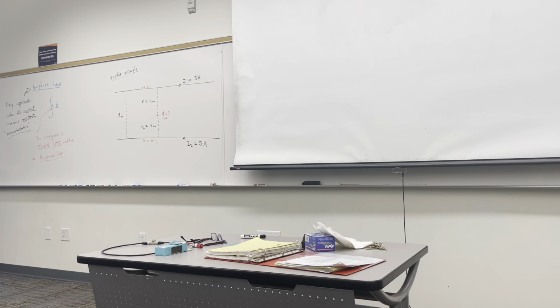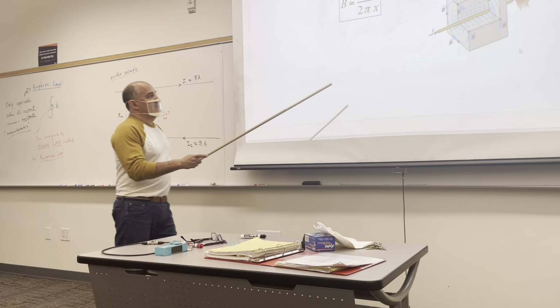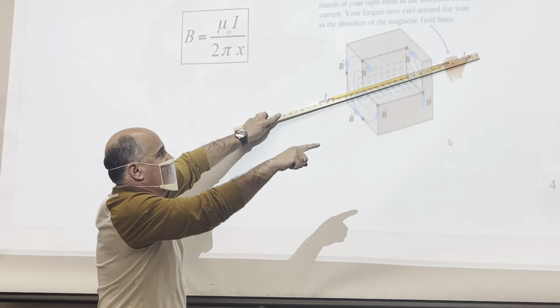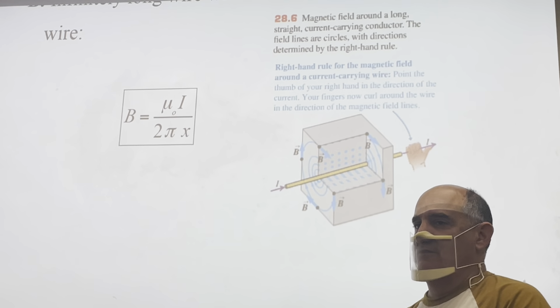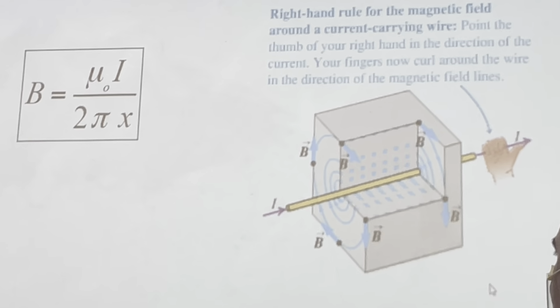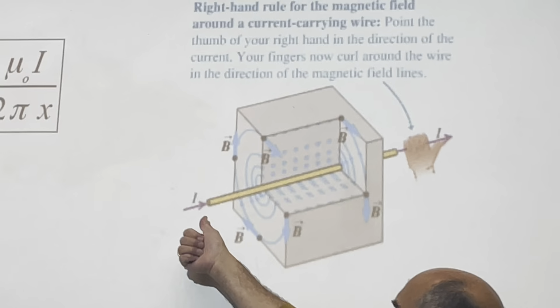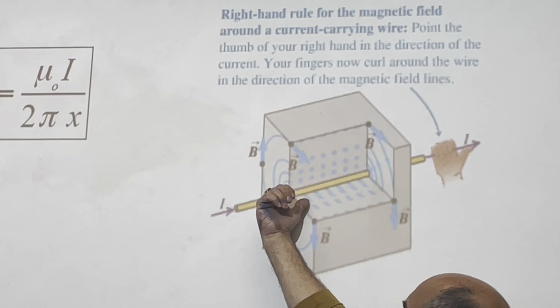A picture that you should really, really look at for a long time is this one. This picture. Here's the wire with current going that way. The blue circles represent the magnetic field lines. Magnetic field is tangent to those circles. Notice, the current is to the right, so the magnetic field curls this way.